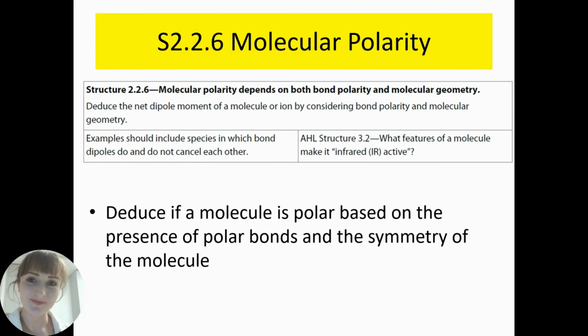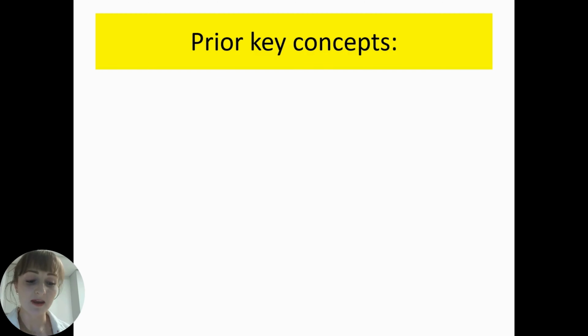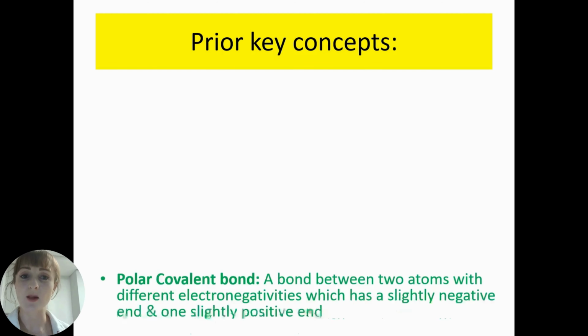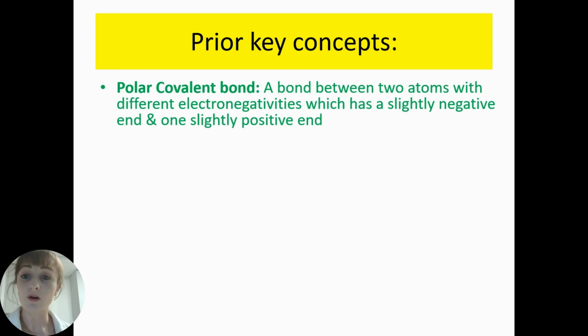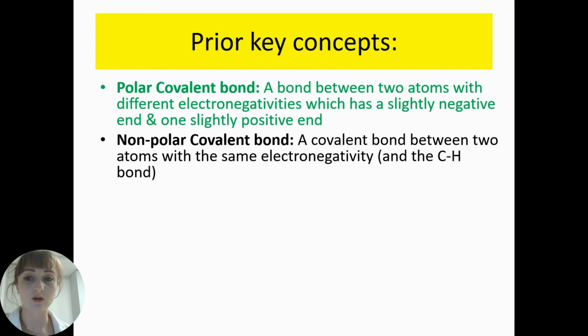Welcome to Curium. As part of structure 2.2.6, you are expected to be able to deduce if a molecule is polar based on the presence of polar bonds and the symmetry of the molecule. Before we begin, there are some key concepts it would be helpful if you understood: a polar covalent bond and a non-polar covalent bond. We will recap these shortly.